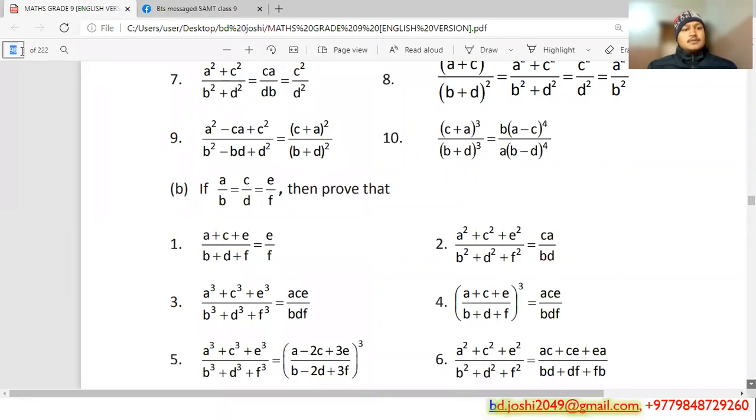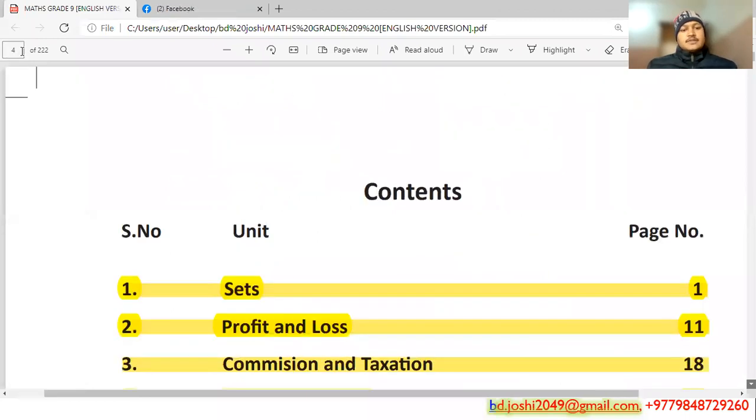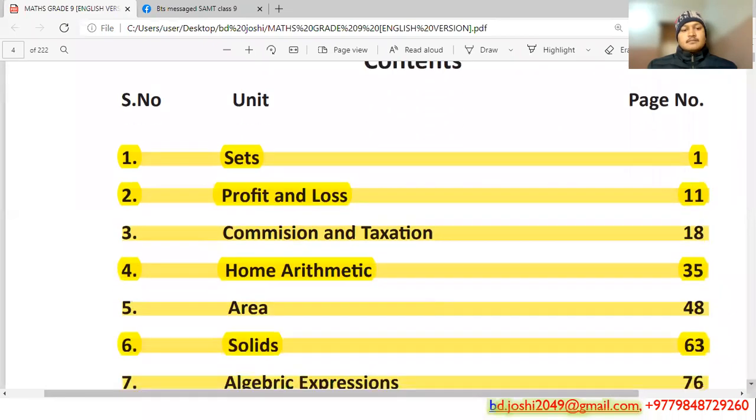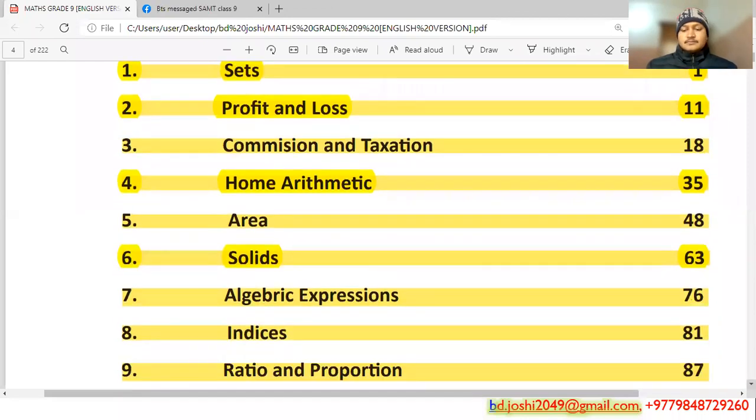Are you observing your book? Yes, sir. Complete the remaining questions. Done, sir. If you don't know any question, you may ask that to me. Okay, look at this one.